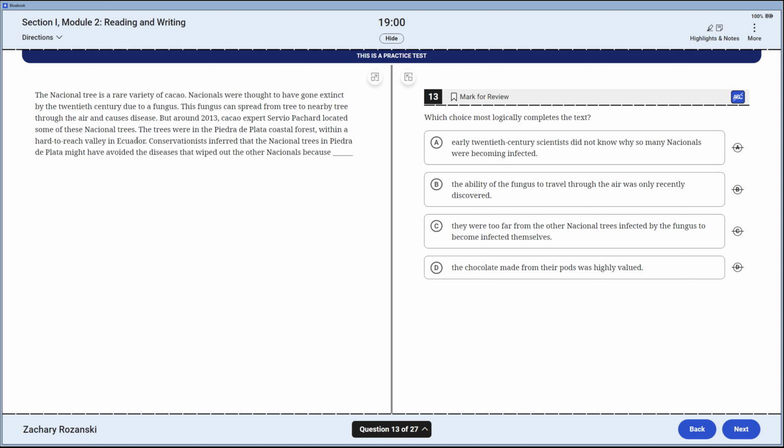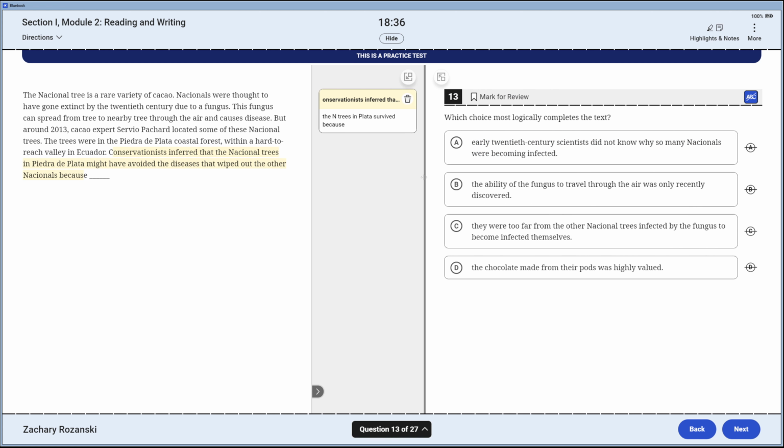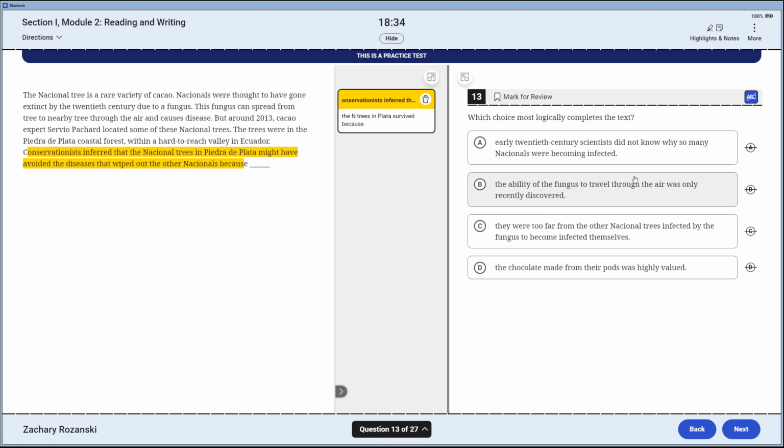We've got a "because" here. Conservationists inferred that the trees in Plata might have avoided the disease that wiped out the others. Survived because. Why did they survive? Right, because they were built different.